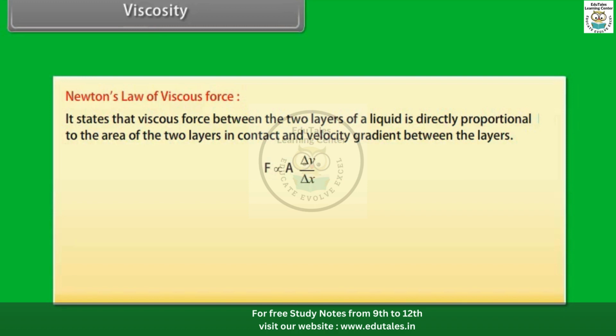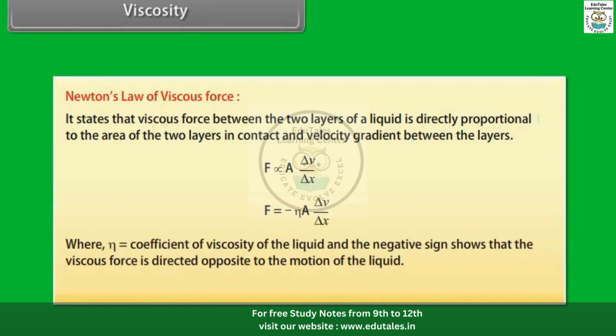F is directly proportional to A times delta v upon delta x. This equation can be written as F = -η A delta v upon delta x, where η is the coefficient of viscosity of the liquid, and the negative sign shows that the viscous force is directed opposite to the motion of the liquid. Its dimensional formula is ML^-1 T^-1.